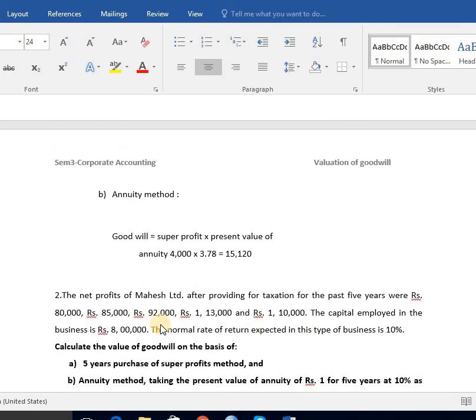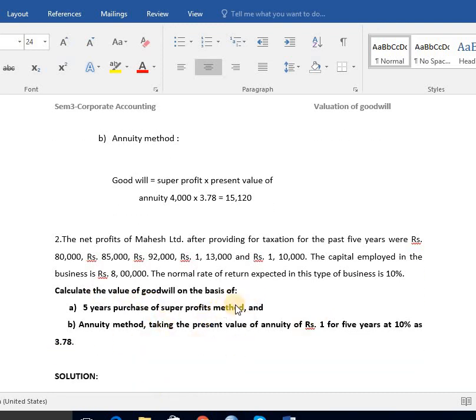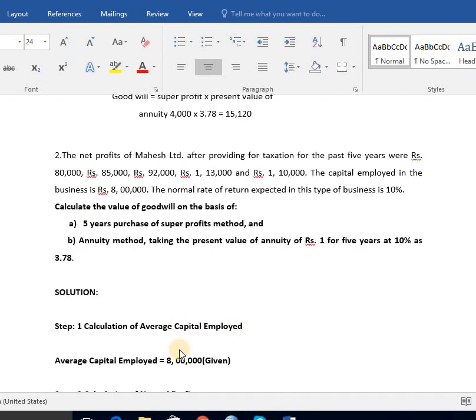So, let me discuss problem number 2 under the same method. The net profit of Mahesh Limited after providing for taxation for the first 5 years are rupees 80,000, 85,000, 92,000, 1,13,000 and rupees 1,10,000. The capital employed in the business is 8 lakh. The normal rate of return expected in this type of business is 10%. Calculate the value of goodwill on the basis of A, 5 years purchase of super profit, and B, annuity method, taking the present value of annuity of rupees 1 for 5 years at 10% as 3.78.